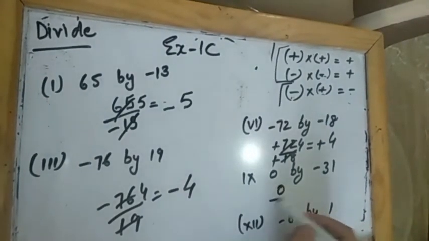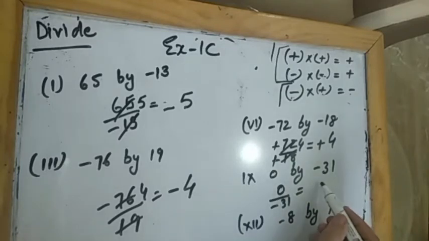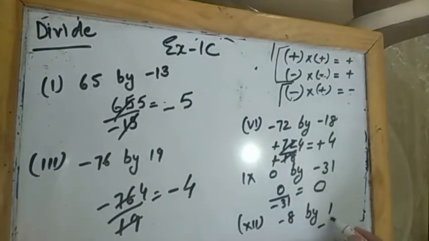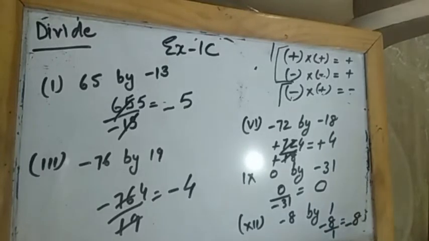Now 0 I have to divide by minus 31. Whenever I divide 0 by any number, my answer is always 0, and 0 is neither negative nor positive. Now minus 8 I have to divide by 1. When I divide any number by 1, I get the same number as the answer. Now what about the sign? Because one of the integers is negative, my answer will be negative.